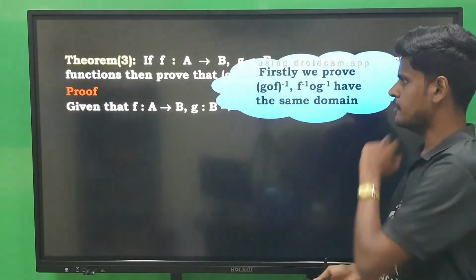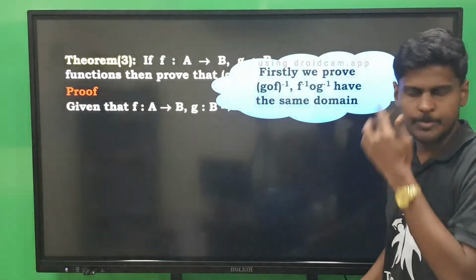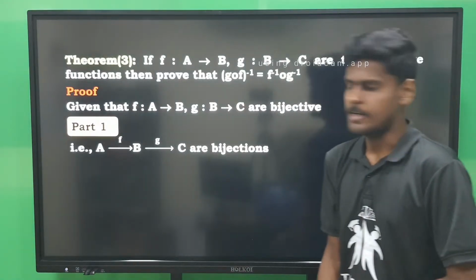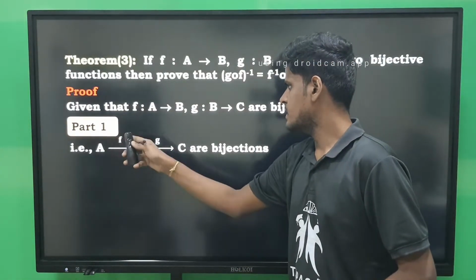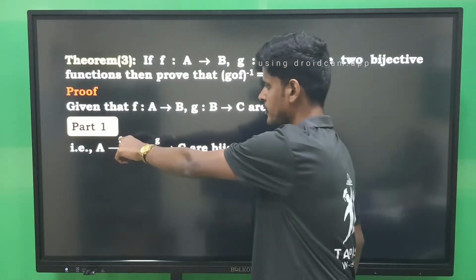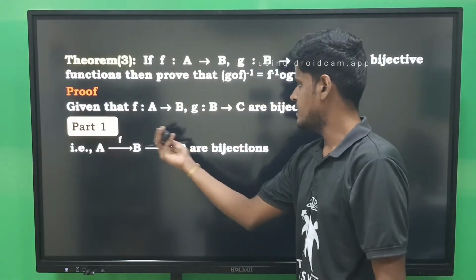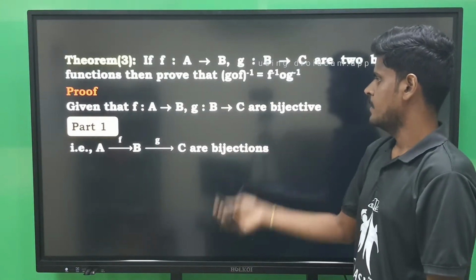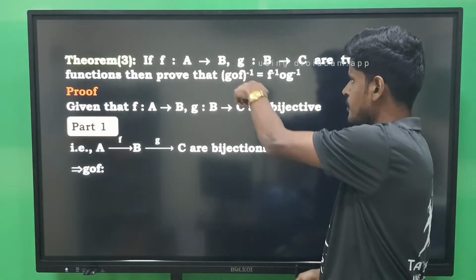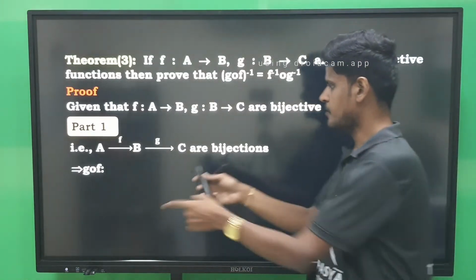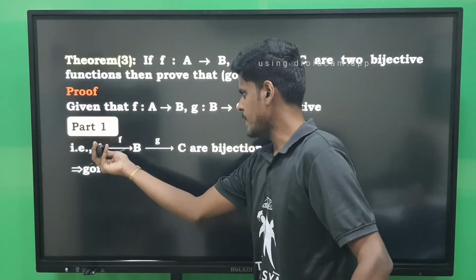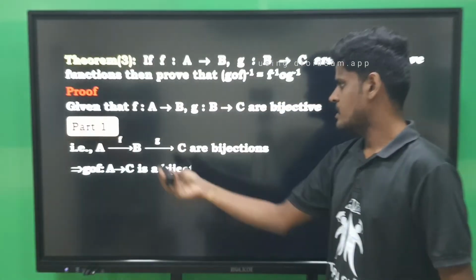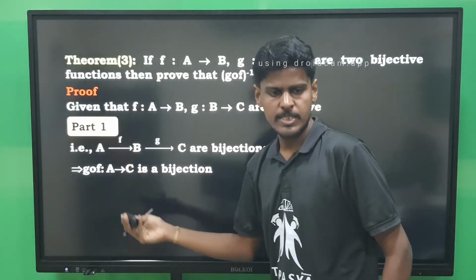First we have to prove they have the same domain. What is the condition for proving same domain or not? We have to check the one-to-one nature of the function. f is a function from set A to set B and g is a function from set B to set C. Both are bijective functions. Now what is g∘f? We should find g∘f and its inverse. g∘f is a function which has input A and output C. That is, g∘f is a function from A to set C.